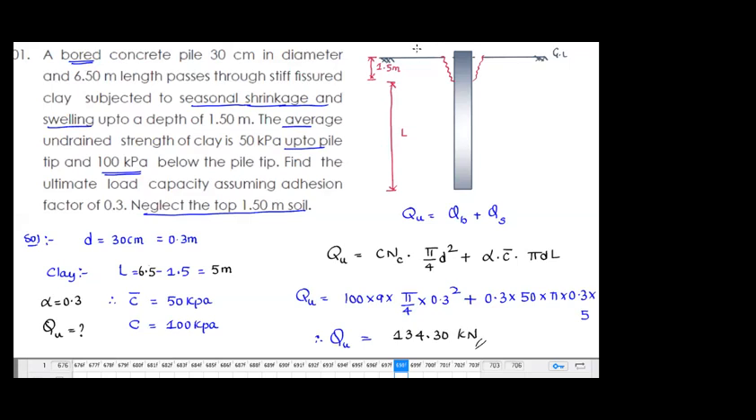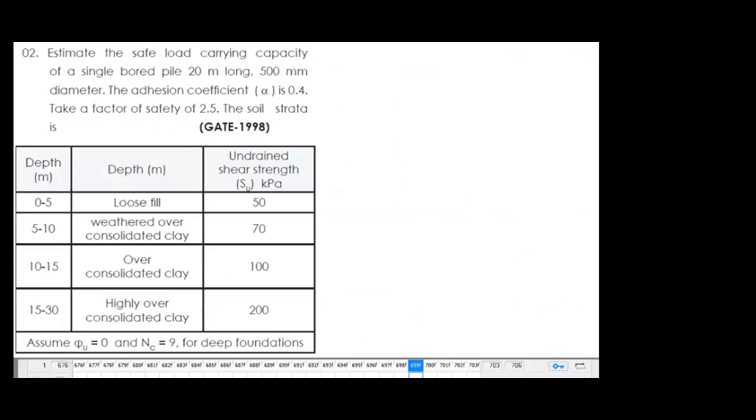Now you see the second question. A lot of people were asking me, sir, how do we know the soil is a layered deposit, and how do we get the values? This is nothing but soil exploration data, or borehole data. Whatever soil samples we collected from the borehole at regular intervals, after testing, we got these values. Now I am asking you, estimate the safe load carrying capacity.